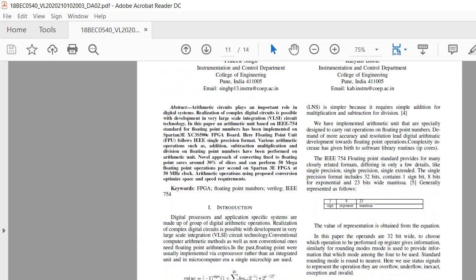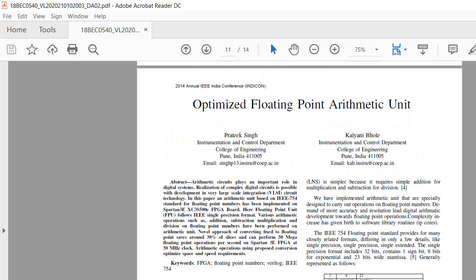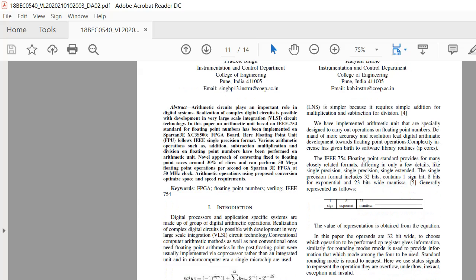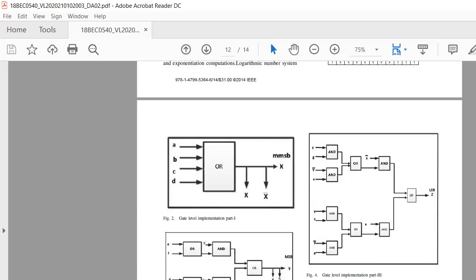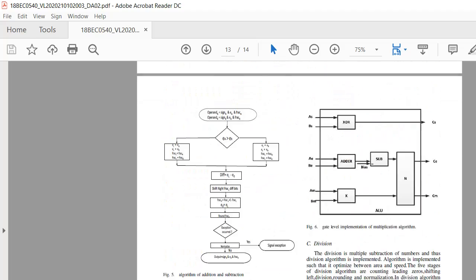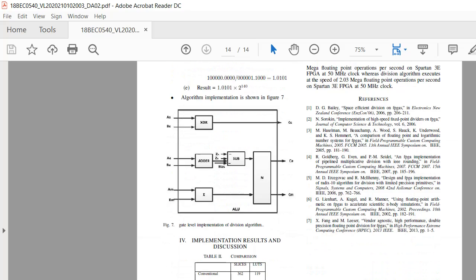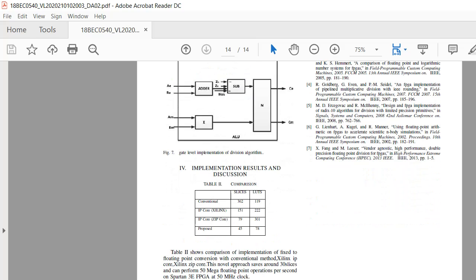By this we can close this assignment. This is the reference paper used for it. So once we can take a look at it. These are the references for it, some of them like Dr. D.G. Bailey and N. Sorkin. By this, my digital assignment presentation is complete.